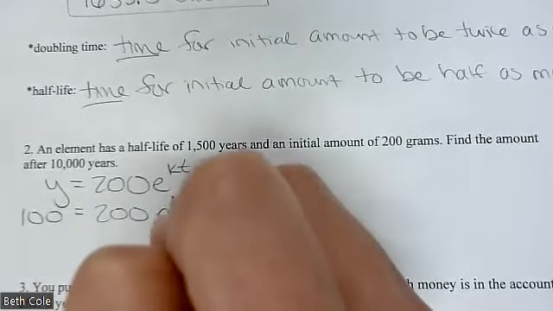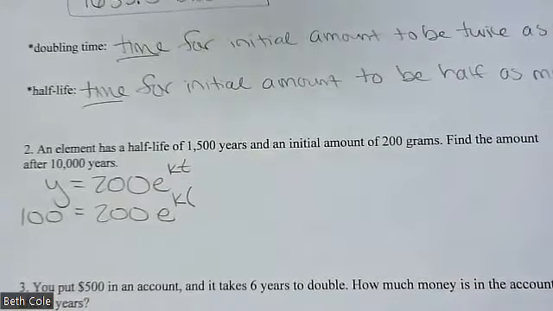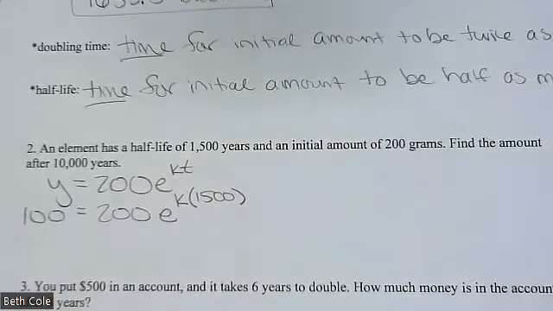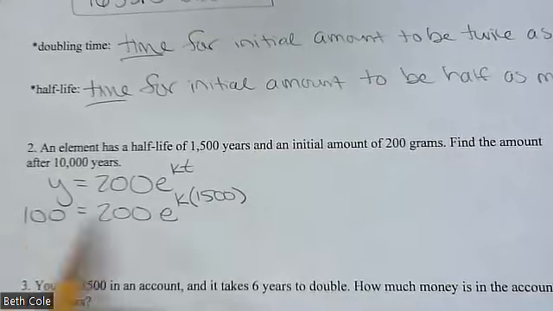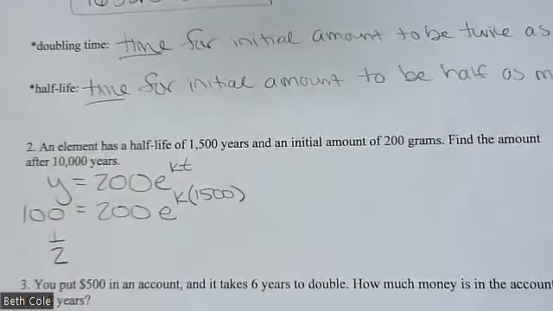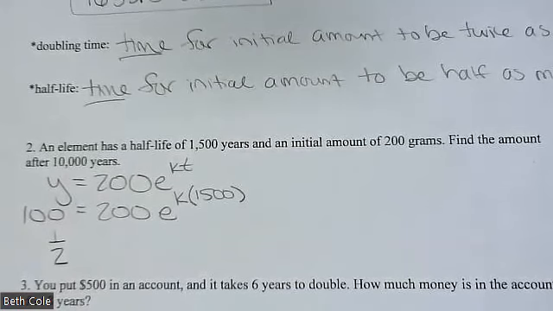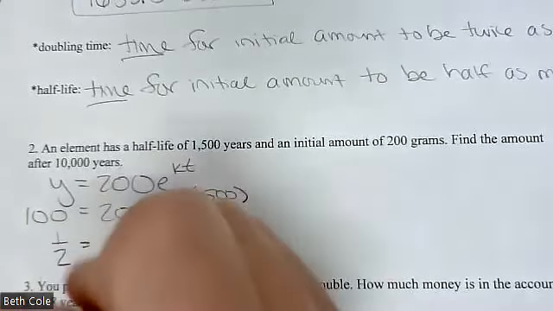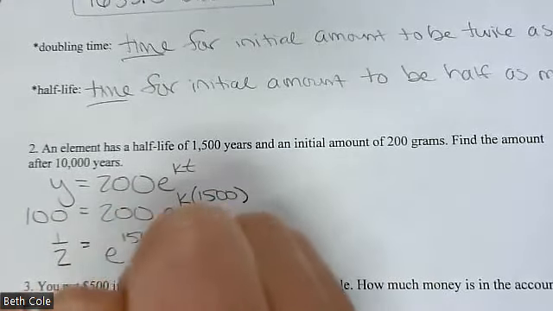Equals 200 e to the power k times 1,500. Good, our half-life. And then we're just going to solve that. So what would you do to start solving that? This is just like, what do you do to both sides? 100 divided by 200. Oh my gosh, it came out to a half for a half-life. Crazy. So a lot of people will even just skip this step and just write a half equals e to the 1,500k.